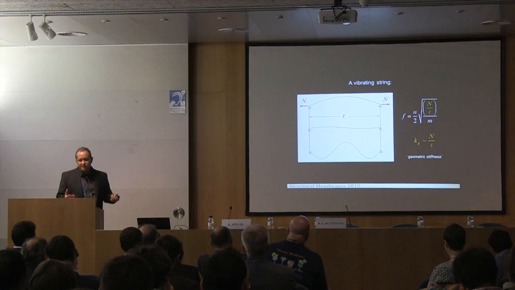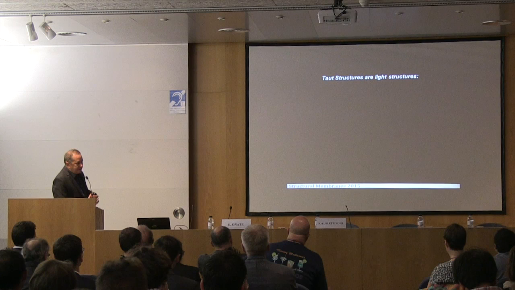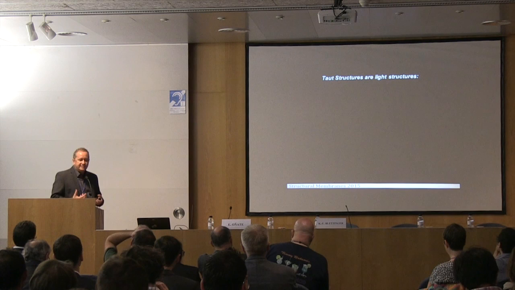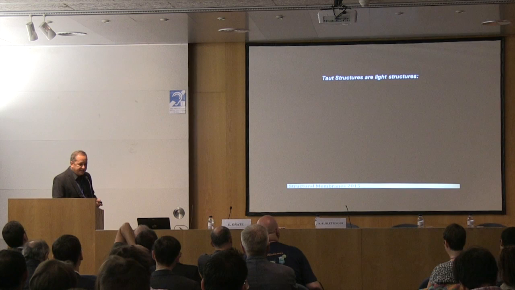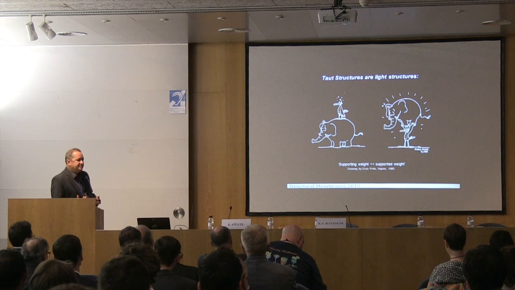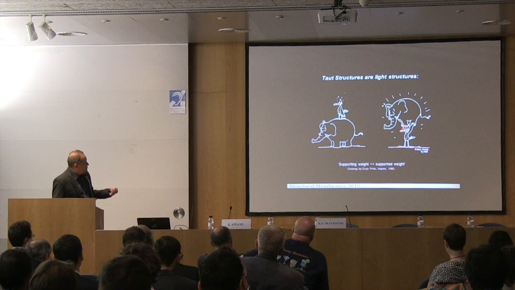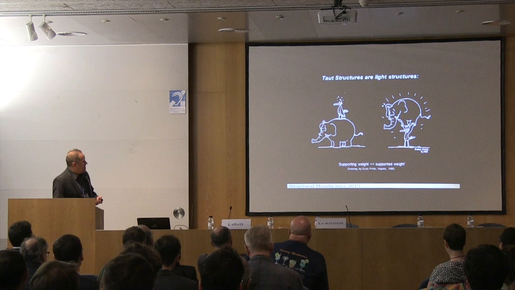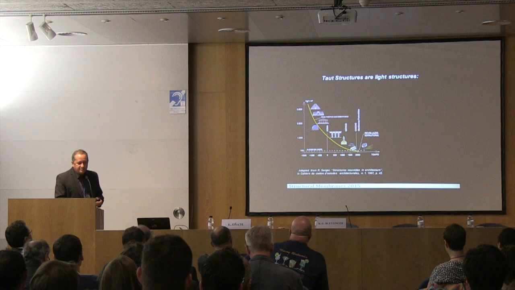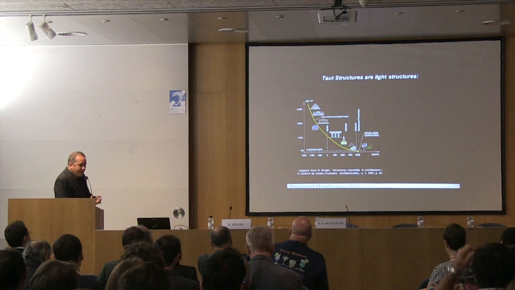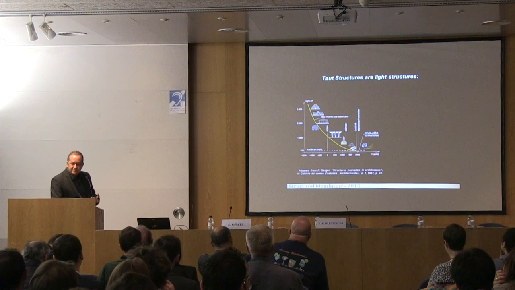We'll come back to this geometric stiffness later, but I want to stress other basic concepts on taut structures. Taut structures are light structures. So their self-weight is much smaller than the weight they are supposed to withstand. This is a famous picture by Enzo Pinto from Naples, where clearly we have this concept of light structure. Also, they are light because their weight per square meter is much smaller than the wind action they are supposed to withstand.